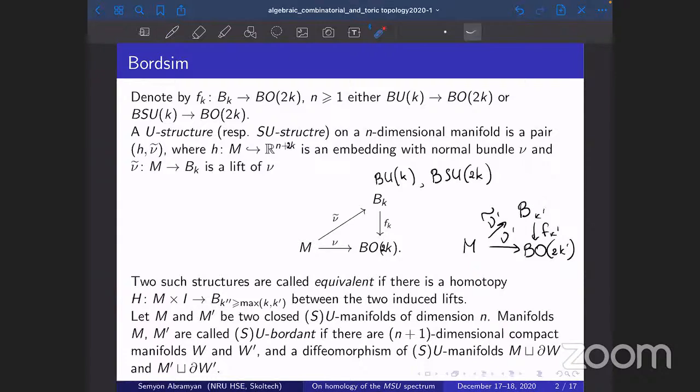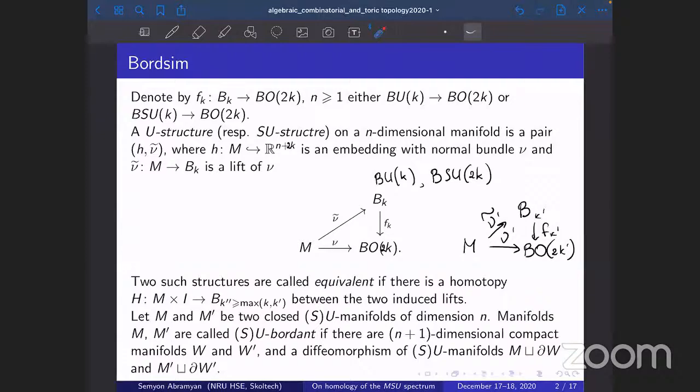Finally, two U manifolds or SU manifolds of dimension n are called bordant if there is a (2n+1)-dimensional complex manifold such that the disjoint union of these two is diffeomorphic as U manifolds. This means that we have a diffeomorphism of manifolds, and one structure can be pulled back from the other.